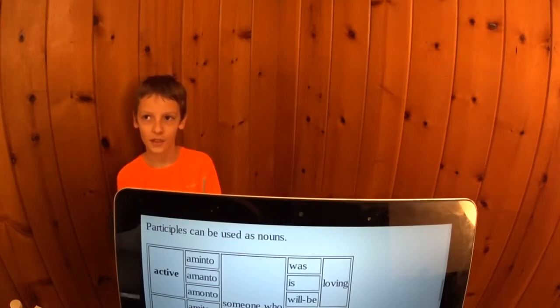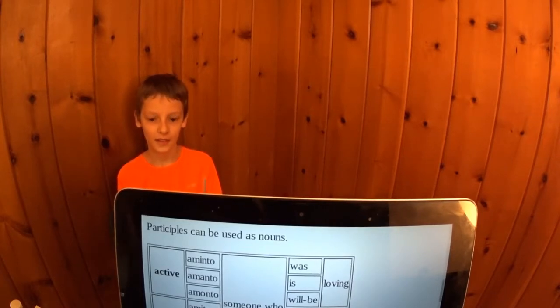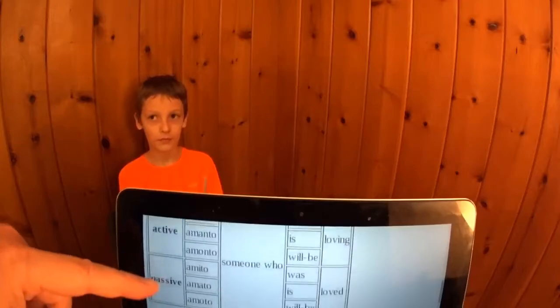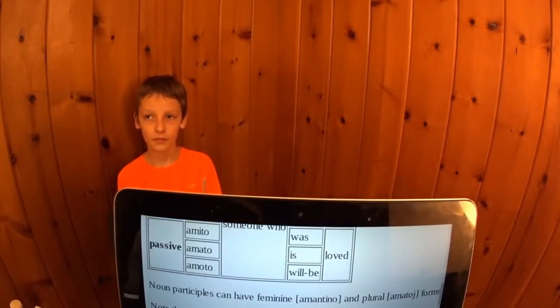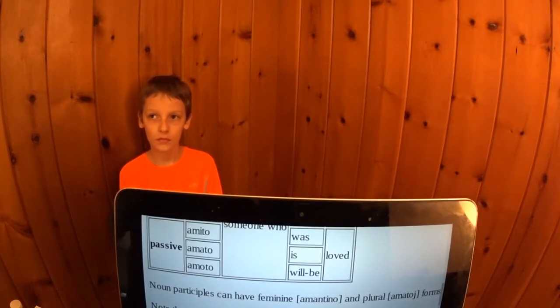A girl who loves: amanto. Past tense: one who has loved. And then same thing with the passive ones. You can say amito, which means one who was loved. Amato means one who is loved. And amoto is one who's going to be loved.